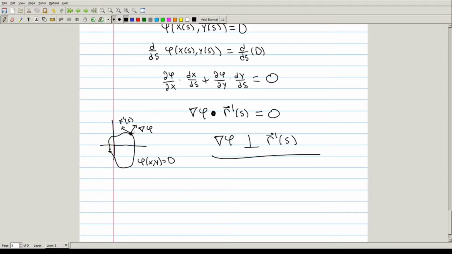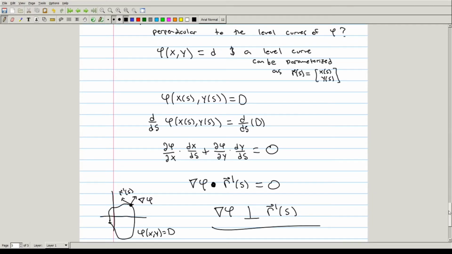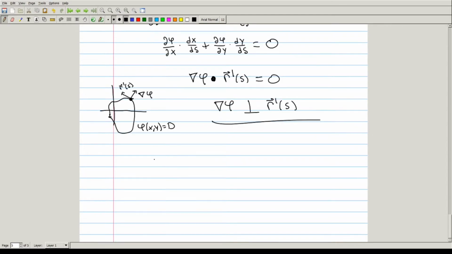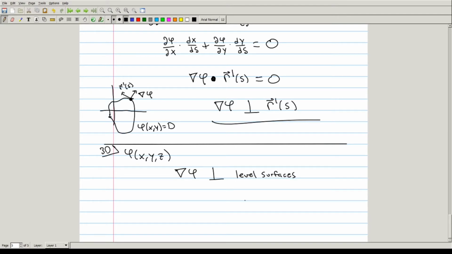Now, a useful exercise for you to do at home would be to show that this also holds for level surfaces. What I've just done is I've shown that the gradient vector in 2D for a scalar function of two variables is always perpendicular to the level curves of that function. It'd be useful for you to show this also in 3D. That if you have a function of three variables, x, y, and z, the gradient vector of the function phi is always perpendicular to the level surfaces. So the idea would be that you consider a specific level surface at D and show that the gradient vector will always be perpendicular to the level surfaces of that function of three variables.